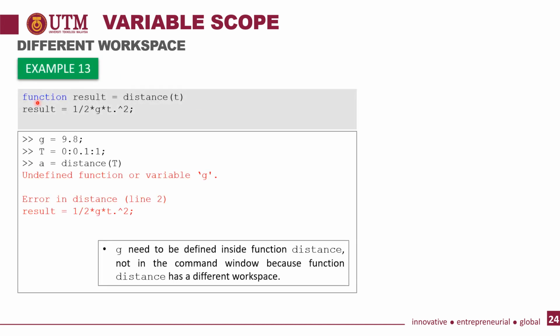For example, you have a function where the name of the output is result, your function name is distance, and the input is t. Your output will return result equals 1 over 2 multiplied by g multiplied by t to the power of 2. But when you run this, it will show undefined function or variable g, because g needs to be defined inside function distance, not in the command window, because function distance has a different workspace.